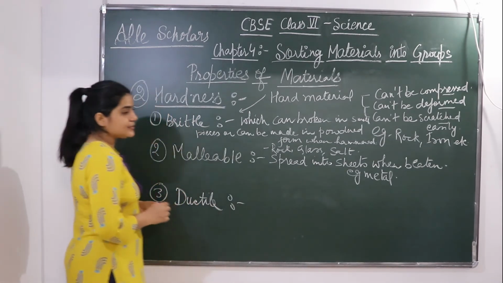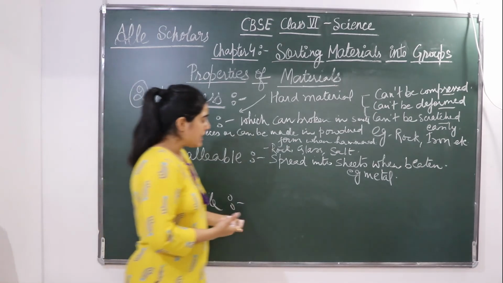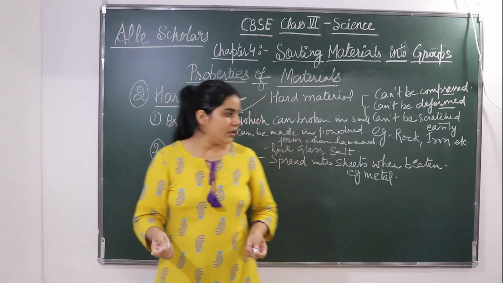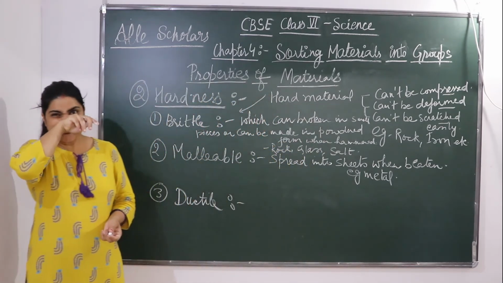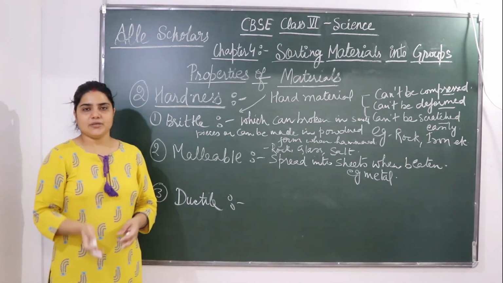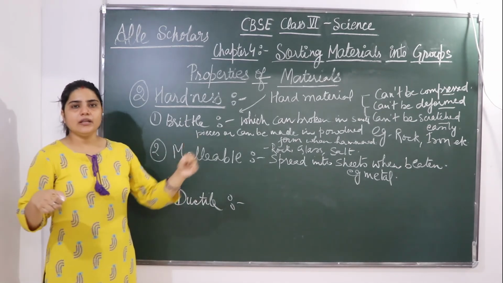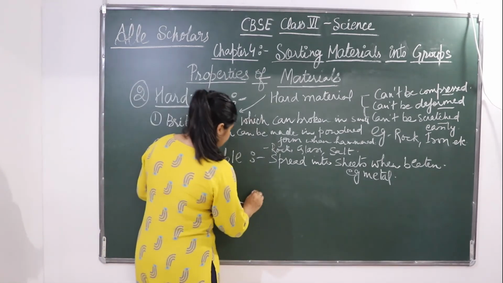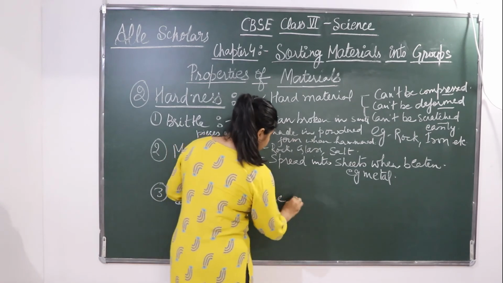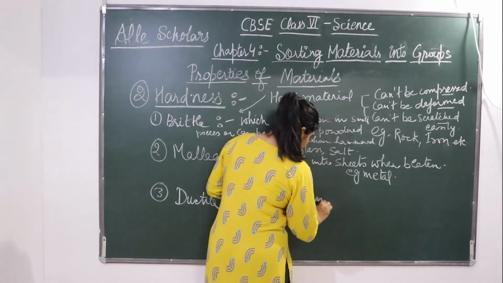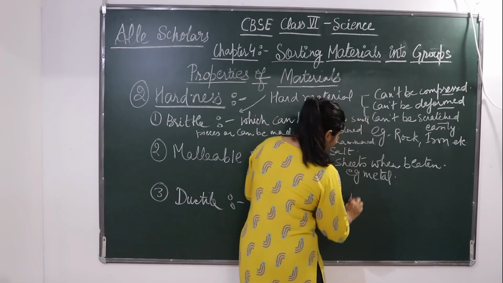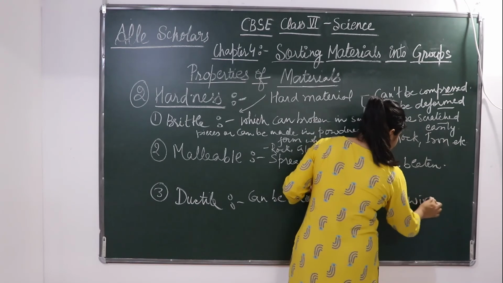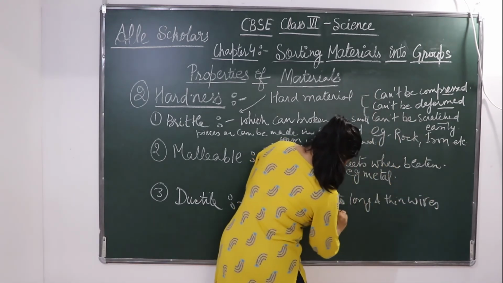Okay, and next comes ductile. What does ductile mean? It means that it can be drawn into long wire. Long and thin wire, you can draw it. Again, the example is a metal. You must have seen that metals can be drawn into a long and thin wire. So ductile is can be drawn into long and thin wires. Again, the example is metal.